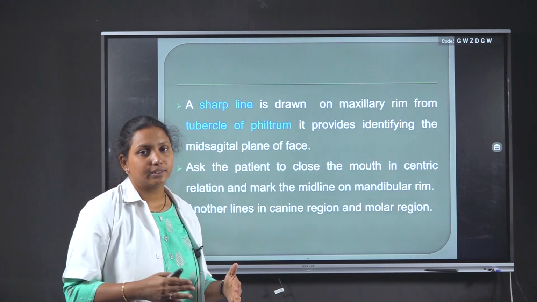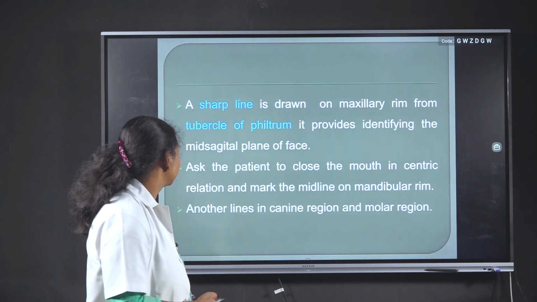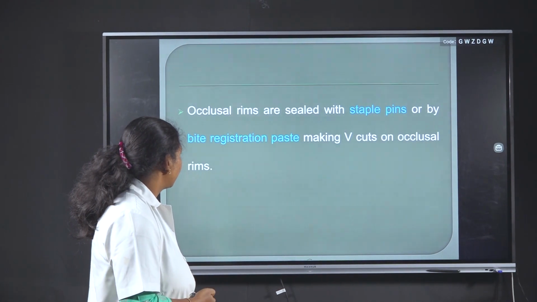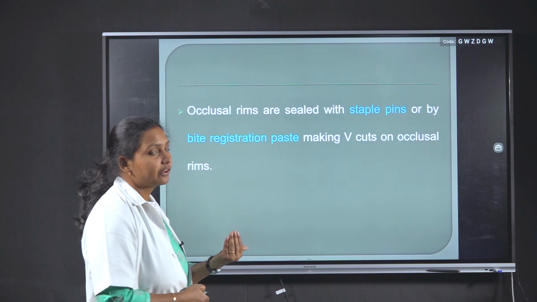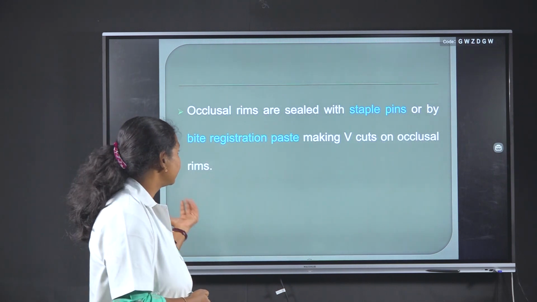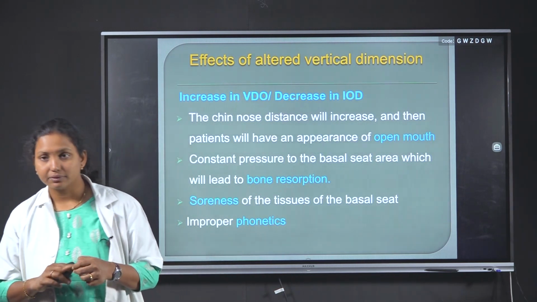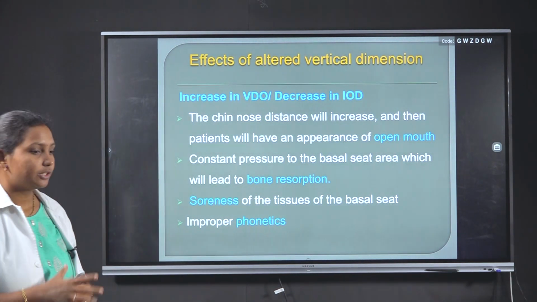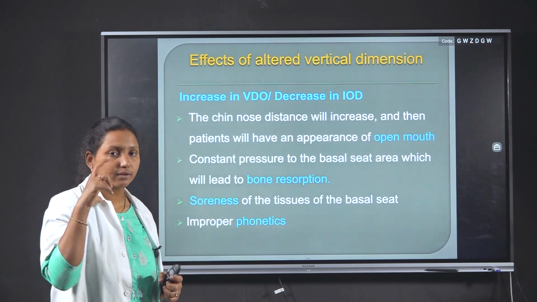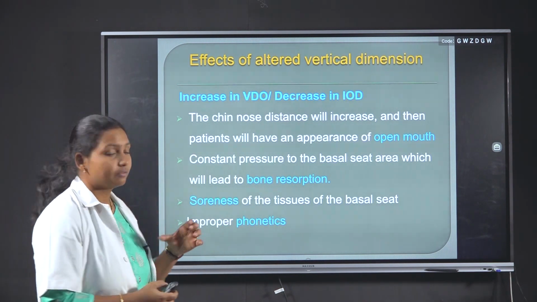Okay, after that you will record the centric jaw relation. Then after that you will mark the midline and close the rims with staple pins. So what happens when VD is altered? It means you are giving more height of the occlusal rim so that the vertical dimension will be more.